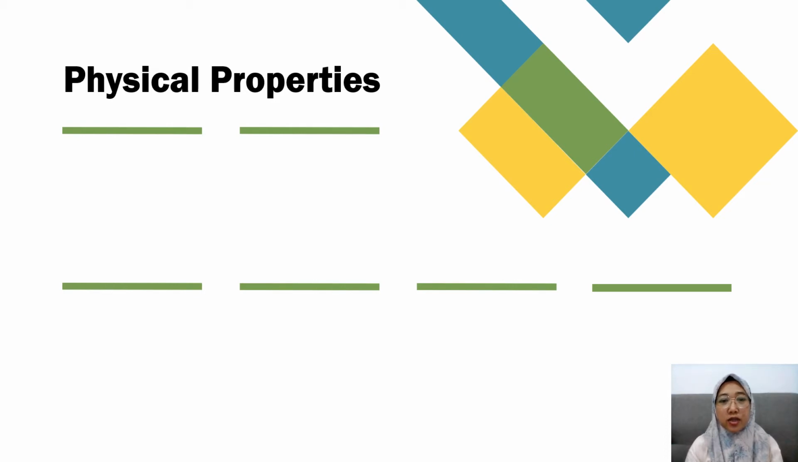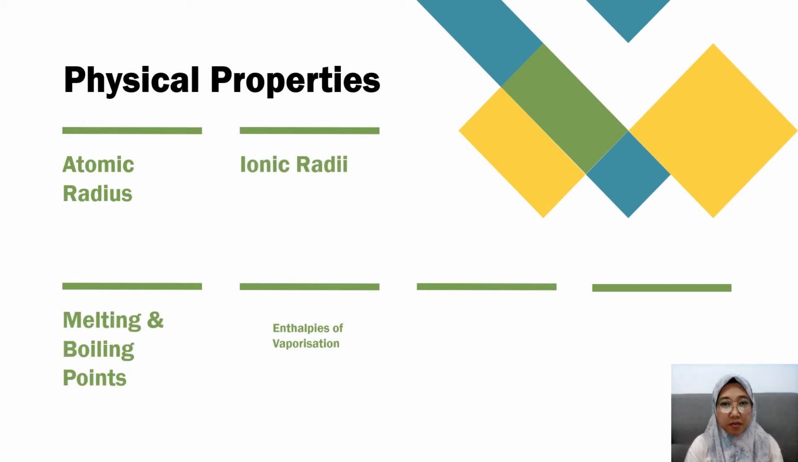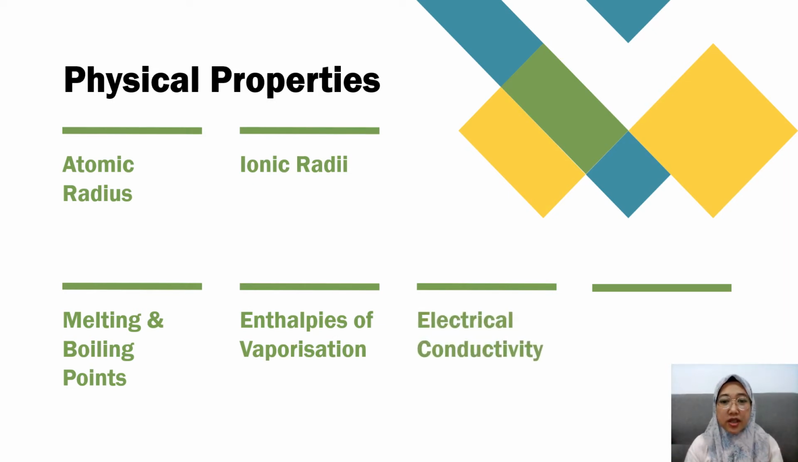Okay, untuk tajuk ni kita akan tengok mostly on period 2 and period 3. Okay, first we have atomic radius, ionic radii, melting and boiling points, enthalpies of vaporization, electrical conductivity, and ionization energy.